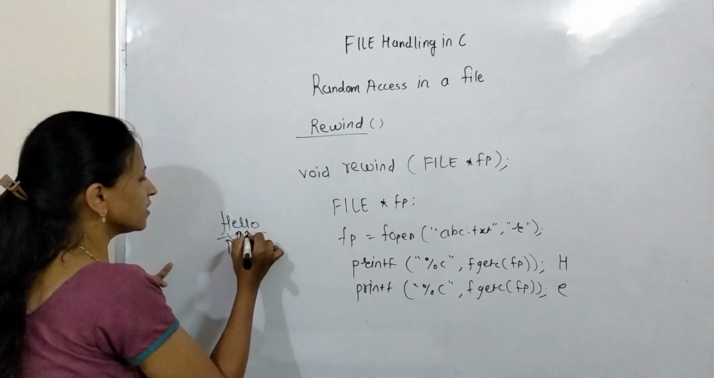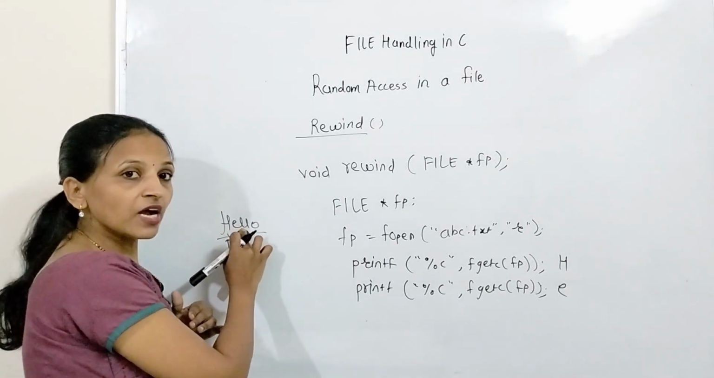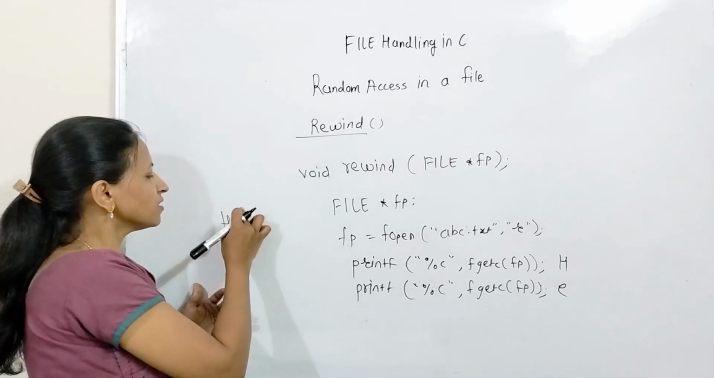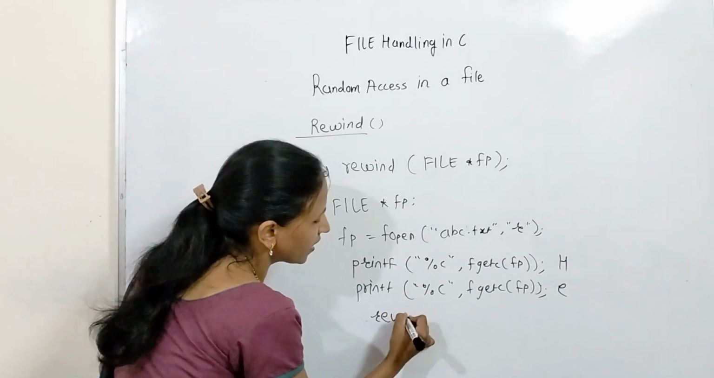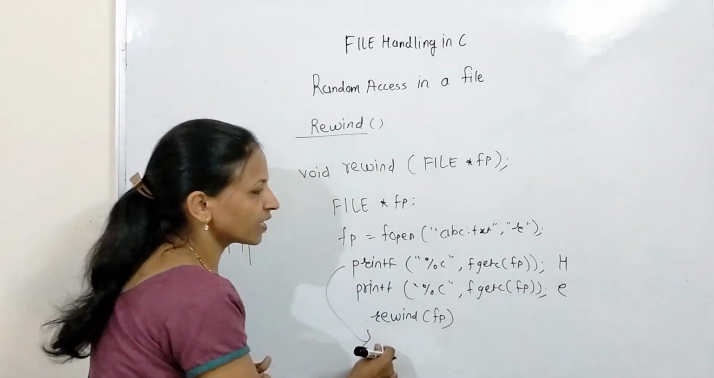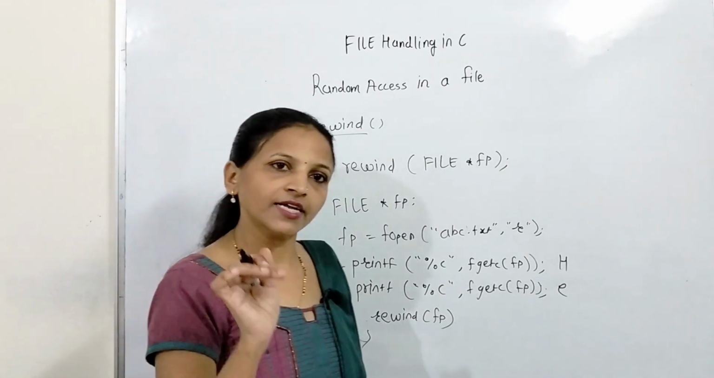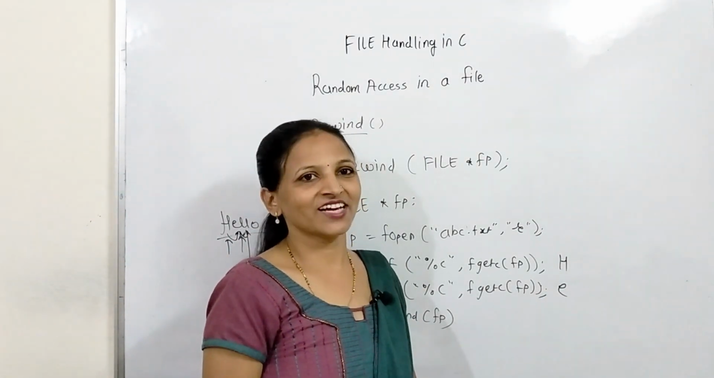Now currently the file pointer or position indicator will be at this place, but again I want to shift that to the beginning. Then I can call rewind fp, and let me write this statement again here. Then again I will get that h character displayed. Getting? This is all about the rewind function.